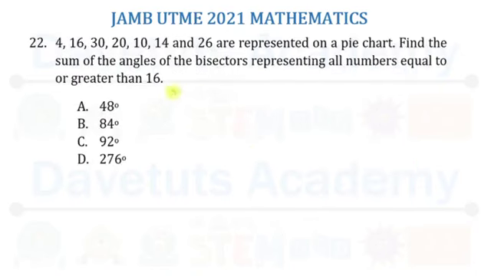For this question on representation of data, we are told that 4, 16, 30, 20, 10, 14, and 26 are represented on a pie chart. We are to find the sum of the angles of those sectors that are representing all numbers equal to or greater than 16. So this is a classical example of a case in which you need to do smart work to solve this question, okay?